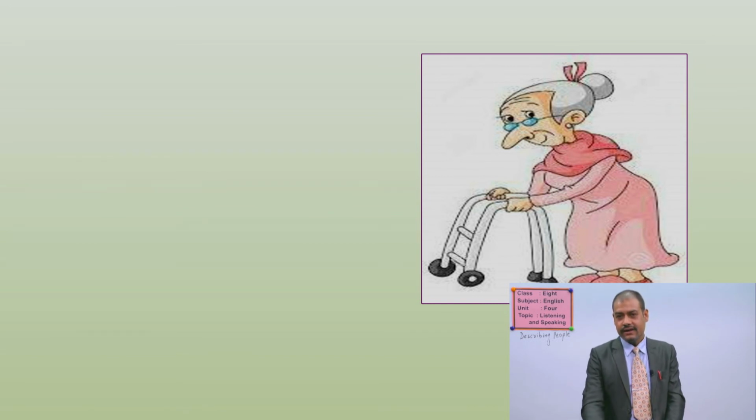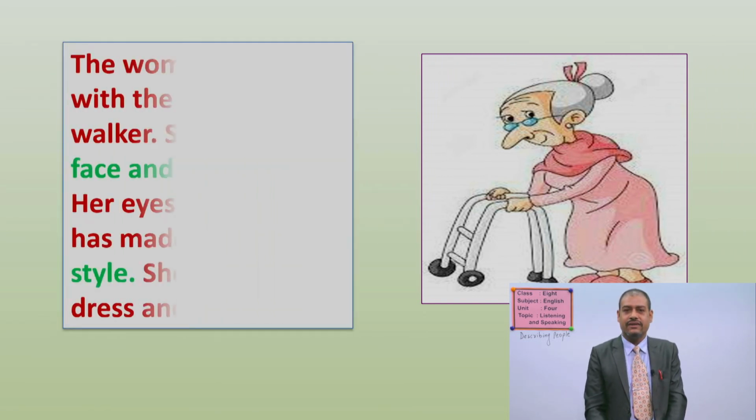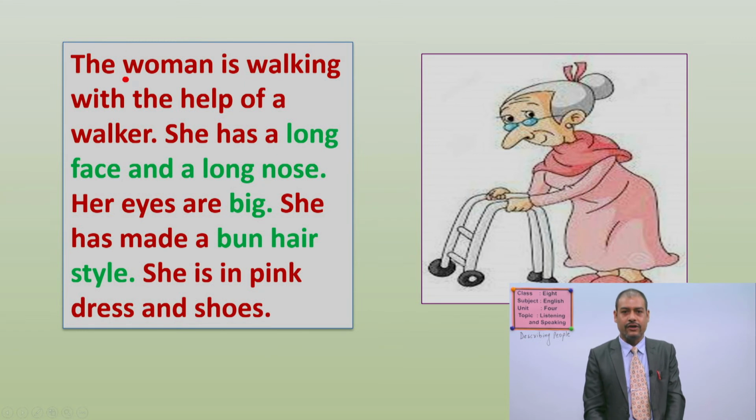All right, now the description of this woman I have done like this. See, the woman is walking with the help of a walker. See, she is old, that's why she cannot walk herself, that's why she takes help of walker. Okay, this one. She has a long face and a long nose. Look at, she has a long face and at the same time, long nose. Okay. Her eyes are big.